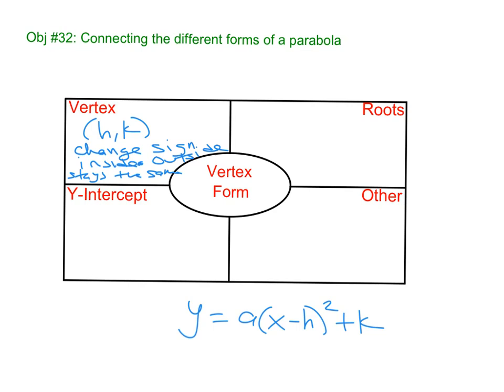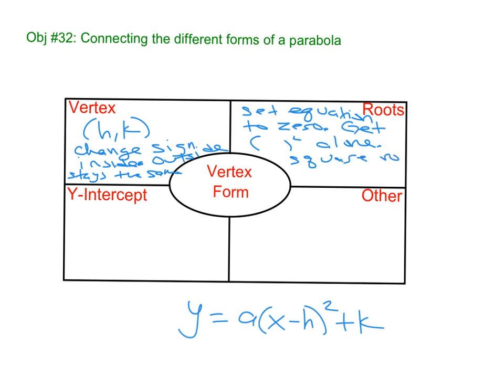The roots are tricky, right? So roots are set equation equal to 0. Get parentheses squared alone. Square root. And then solve for x. So that one's more complicated. For other, we'll put an example. And then y-intercept, again, just plug in x equals 0.